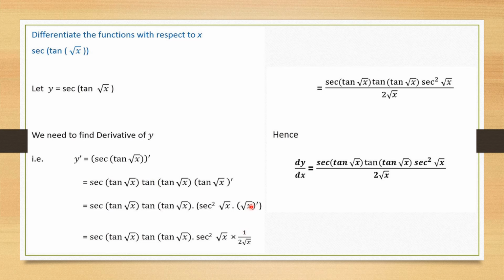Now the derivative of root x is given by the power rule, half x raised to power half minus 1. And when you solve, if you remember from the previous year, it is 1 upon 2 root x. So when you combine them all together, it will be secant tan root x, and then secant square root x, and then divided by 2 root x. So secant tan root x into tan root x and secant square root x, divided by this complete 2 root x, is the required answer.